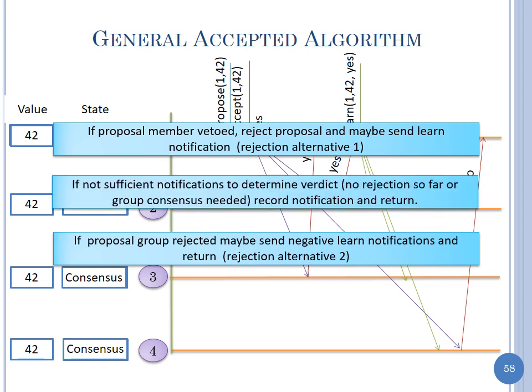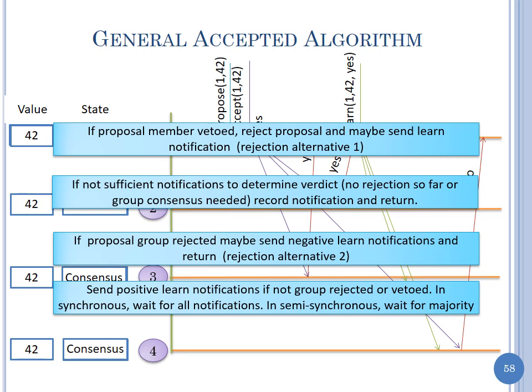And when an accept notification comes in, we might just record the notification and take no action. So if we are in the veto mode, and there's been no rejection so far, we just do nothing. We are not ready to tell everybody to change their value. And if we have received a rejection, but there has not been a group rejection, we again record the value and wait until we have enough people to give the consensus value. Okay?